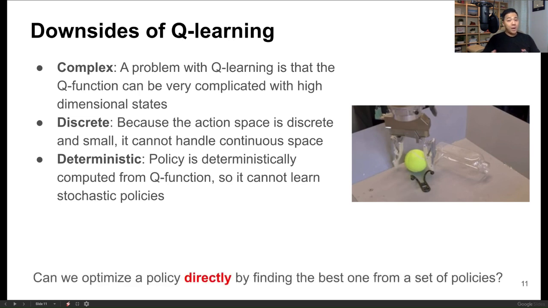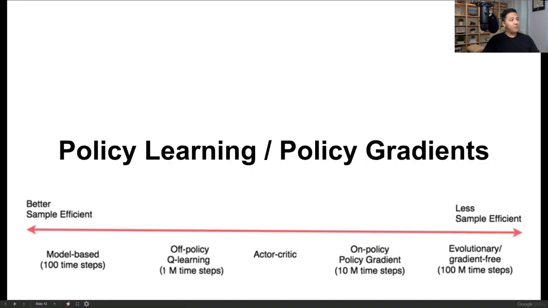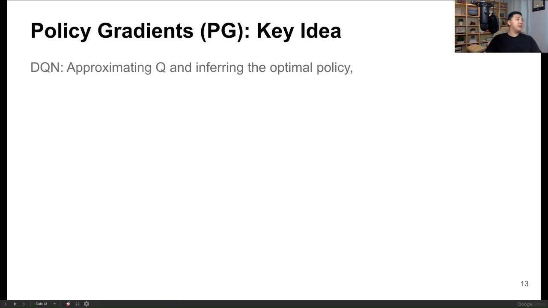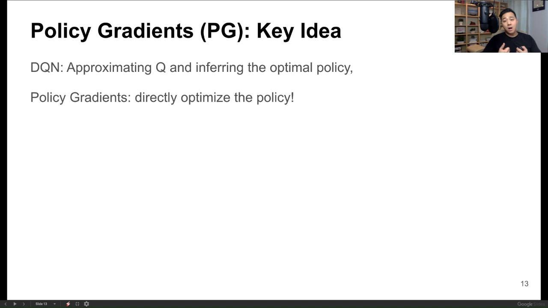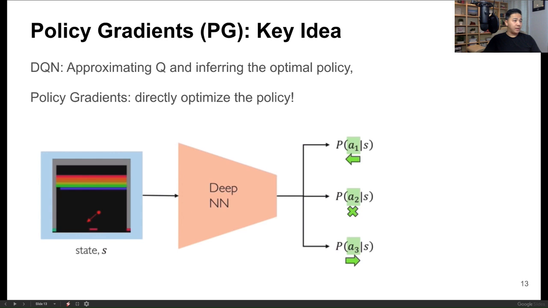So can we do better? Can we optimize that policy pi directly and then find the best policy from a set of policies, right? That gives rise to the next level of reinforcement learning called policy learning or policy gradients. The key idea here is that instead of approximating Q and inferring the optimal policy, we're going to learn the policy directly. We're going to directly optimize the policy, right?